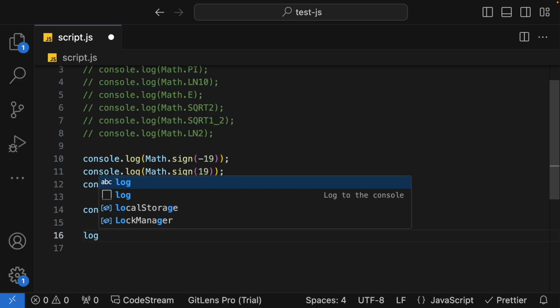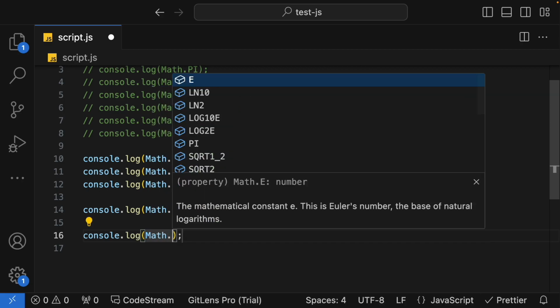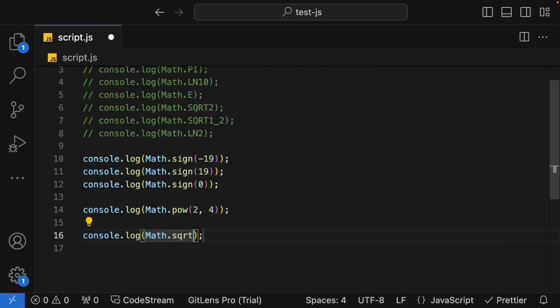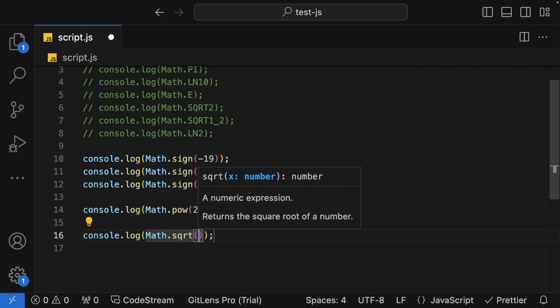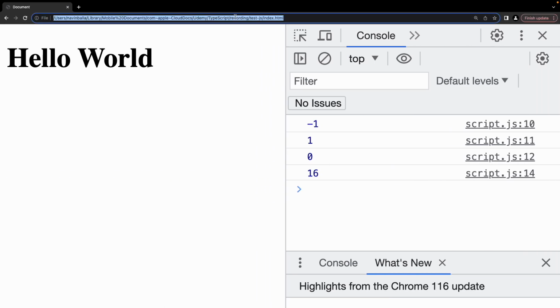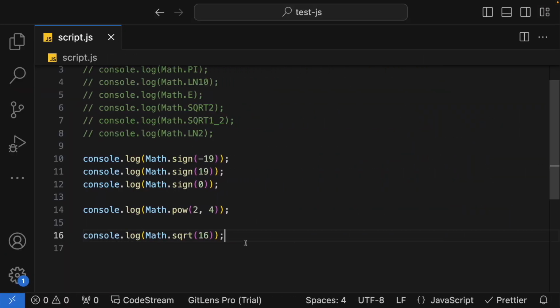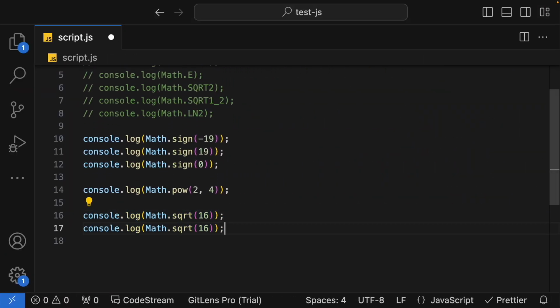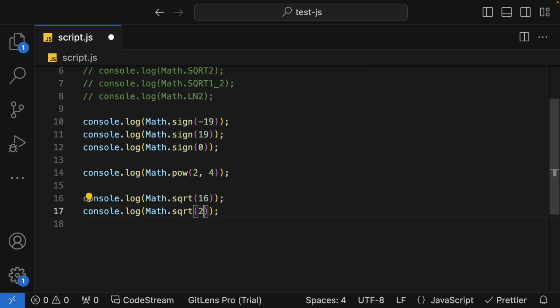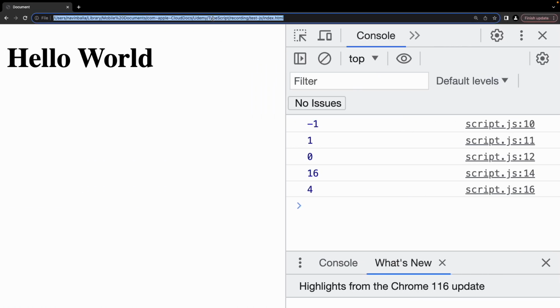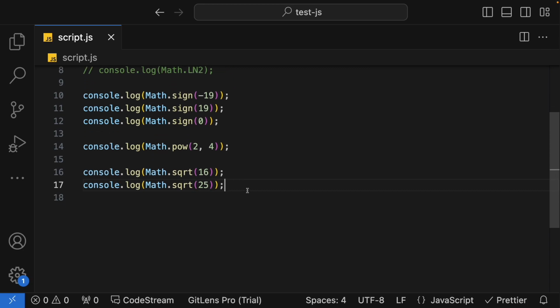Let's understand the next one, that is Math.sqrt. It calculates the square root. Let's say for 16, we'll try to calculate. It should be number 4. Yes. Let's try with 25. It should be 5. Yes, perfect. Now let's understand a few of the most important methods used in mathematical or banking calculations to perform a round figure operation.